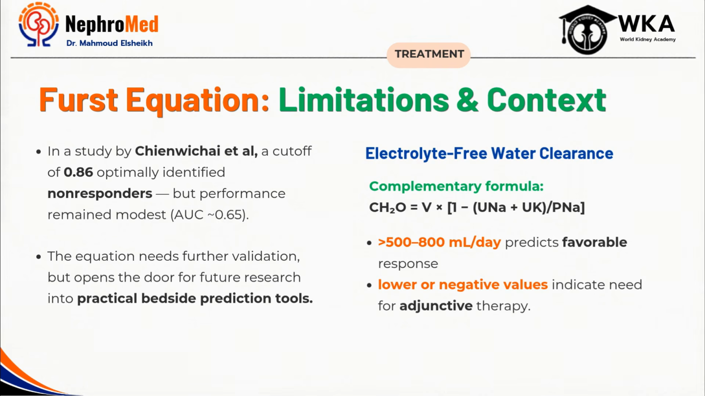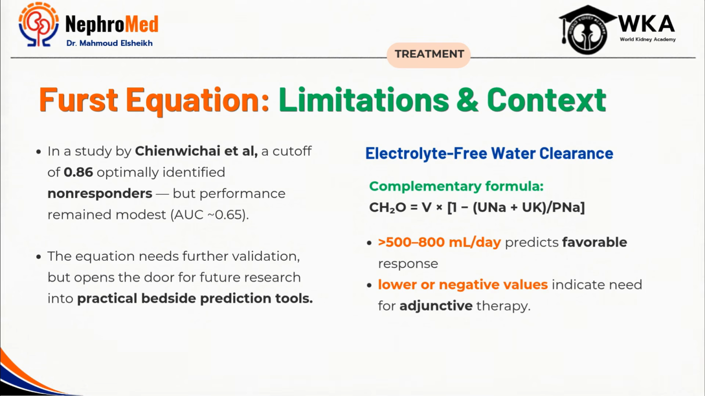Although the Furst equation is very practical, it's important to understand that it is not perfect. Several studies have evaluated its predictive performance, and while useful, its accuracy remains moderate rather than absolute. For example, one study suggested that a cutoff around 0.86 identified likely non-responders to fluid restriction. However, the overall discriminatory performance remained modest, with an area under the curve of approximately 0.65. So this equation should guide clinical reasoning, not replace clinical judgment.